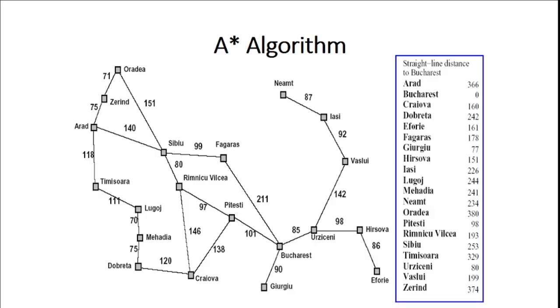We can go one by one, and this is the actual value. The actual distance from Arad to Sibiu is 140 kilometers, and Sibiu to Rimnicu is 80 kilometers. On the right-hand side I have given the straight line distance from Arad to Bucharest, which is 366 kilometers. From Bucharest to Bucharest it is 0. In the same way for Fagaras, the straight line distance to Bucharest is 178 and the actual distance is 211. You need to be very clear with these two data, as they are useful in the A-star algorithm.